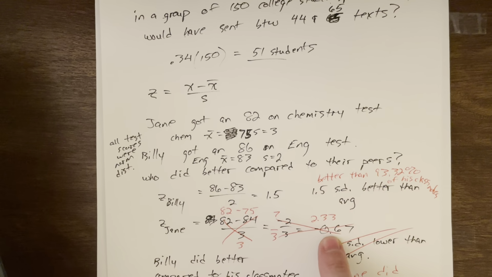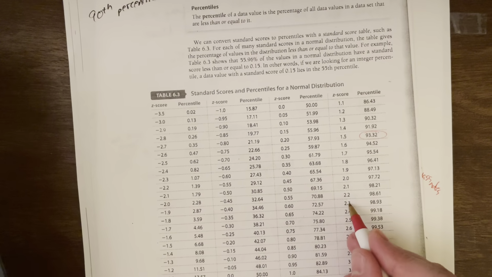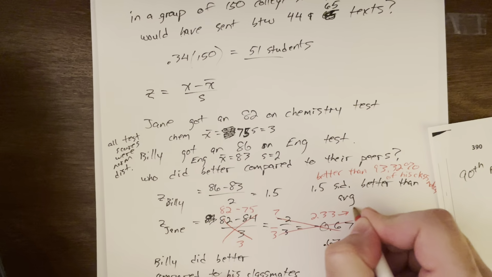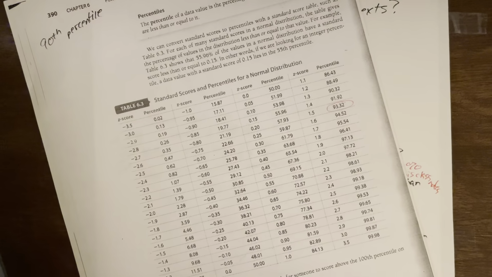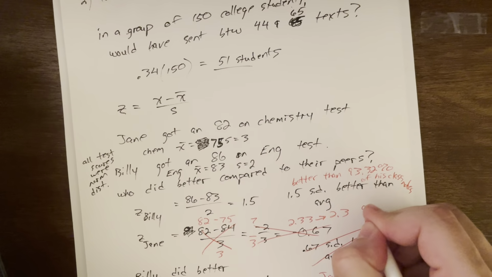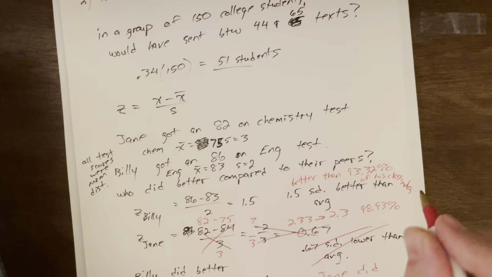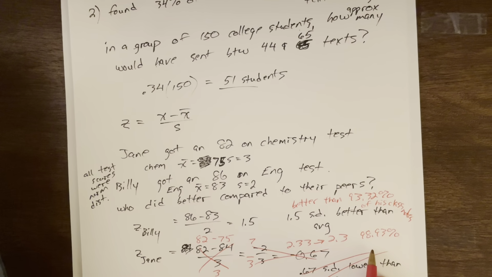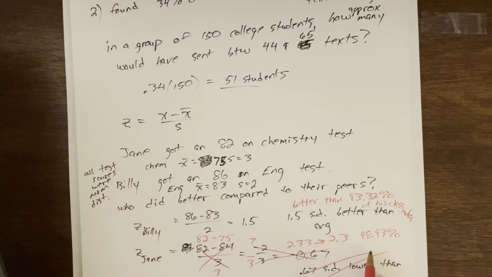But now when we come to Jane, 2.33, do we go here or here? We round to the nearest 10th. So we'll round this to 2.3. And 2.3 has a percentile rank of 98.93. So now you could really see both people did really well on their tests. He did better than 93% of his classmates, but she did better. It's basically 99% of her classmates.